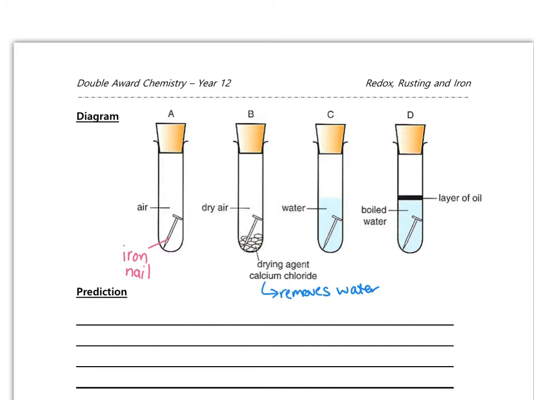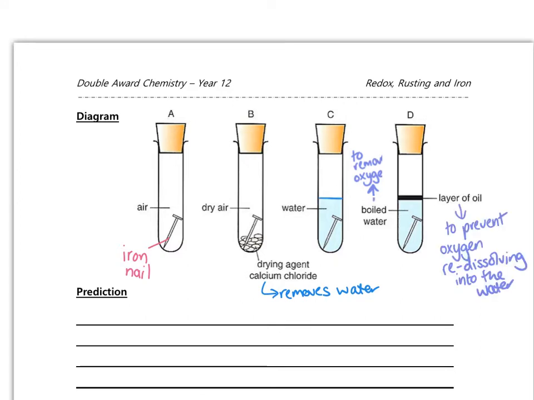And then test tube D, we've got some boiled water. What is the point of boiling the water again? We boil the water to remove the oxygen. Remember, the higher the temperature of water, the less oxygen can dissolve in it. So the water is boiled to remove the oxygen, and then we put the layer of oil on top to prevent oxygen from dissolving back in when the water cools down.